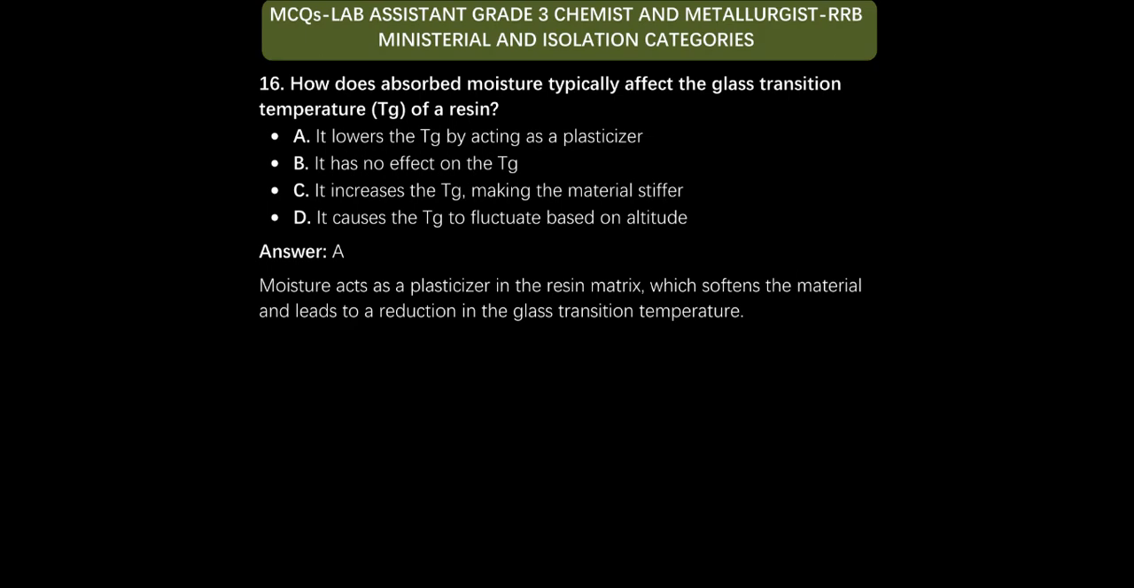How does absorbed moisture typically affect the glass transition temperature of a resin? Option A. It lowers the transition temperature by acting as a plasticizer.